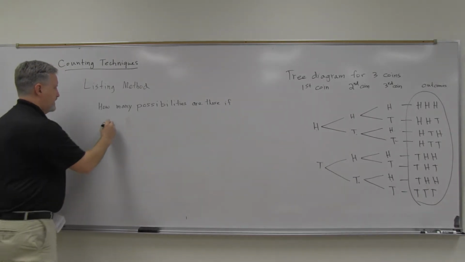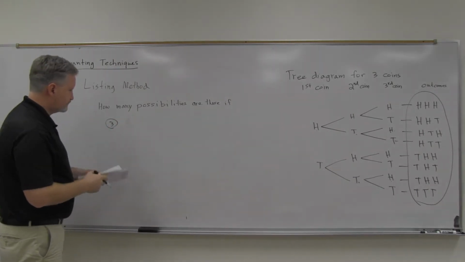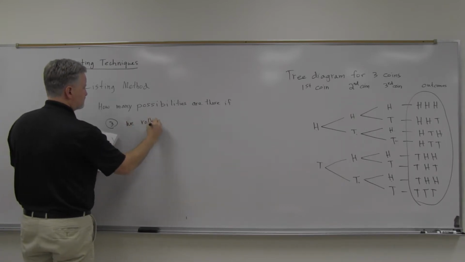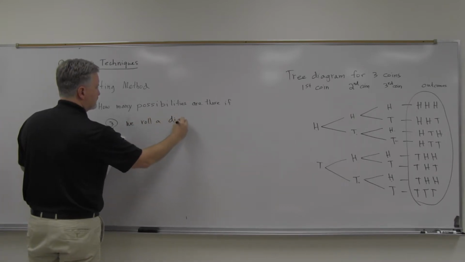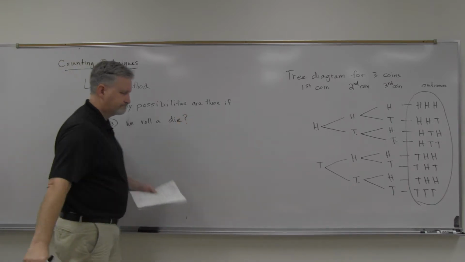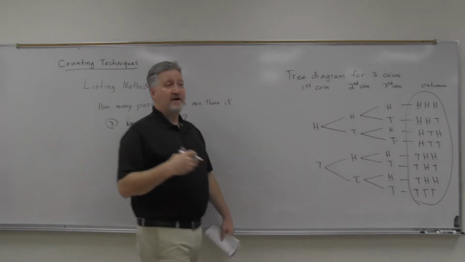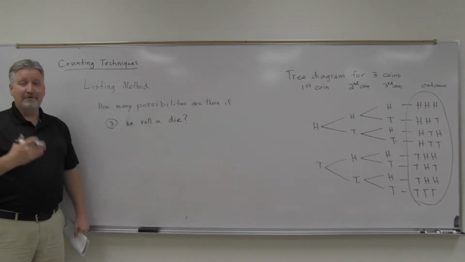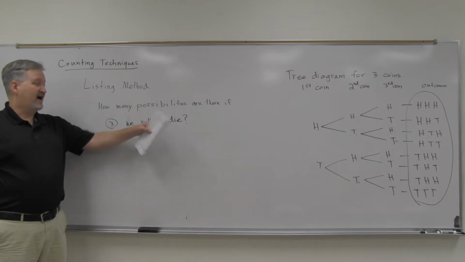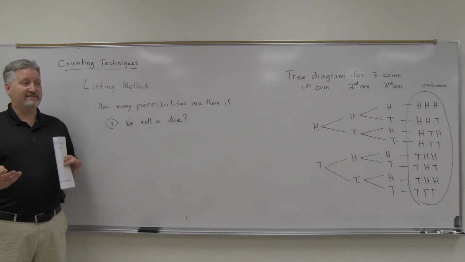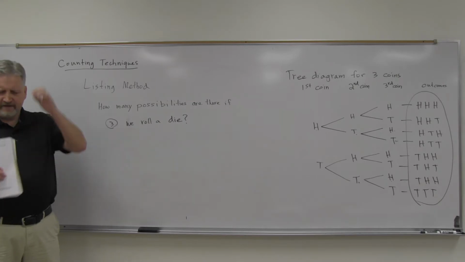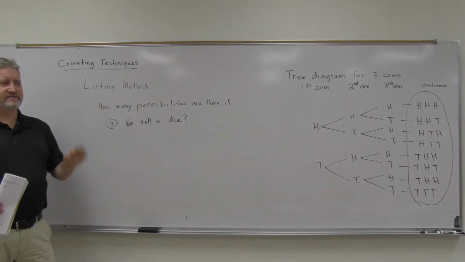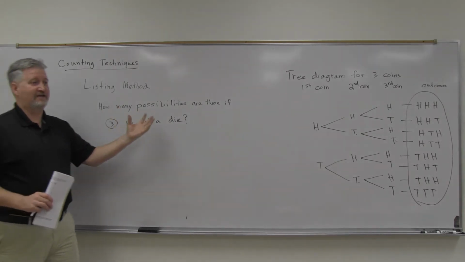All right, so number 3, let's see. How many possibilities are there if we roll a die? Now, you may not be as familiar with that term as you are with the plural term, dice. Die is the singular of dice. So we're just talking about one of the pieces when you roll the dice. This is just saying let's roll one.